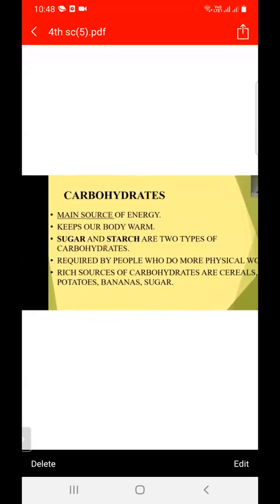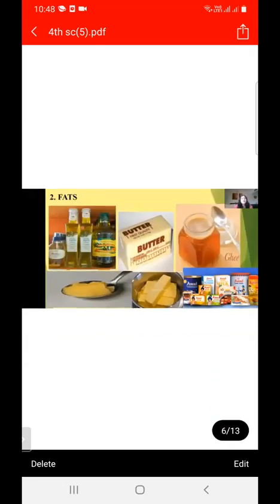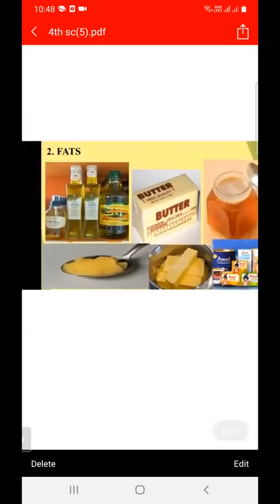So carbohydrates keep our body warm. The types of carbohydrates are sugar and starch. And the sources of carbohydrates are cereals, potato, bananas, and sugar. So carbohydrates are a source of energy and they keep our body warm.